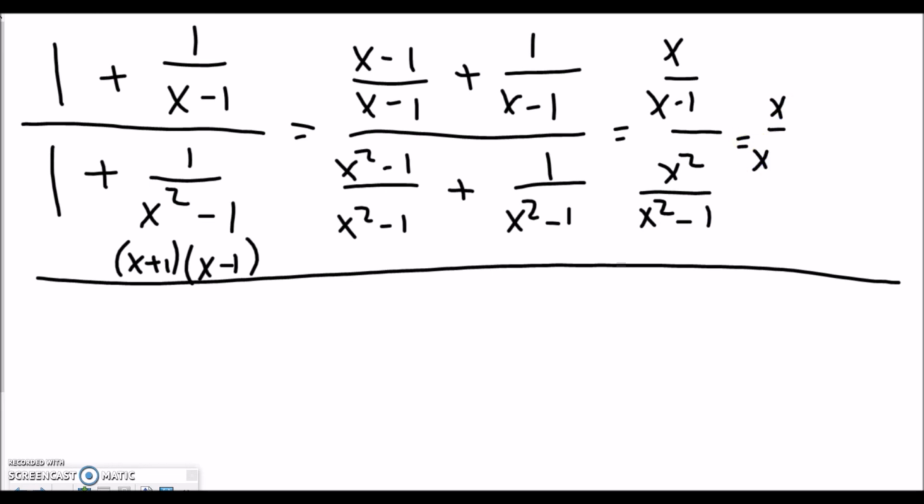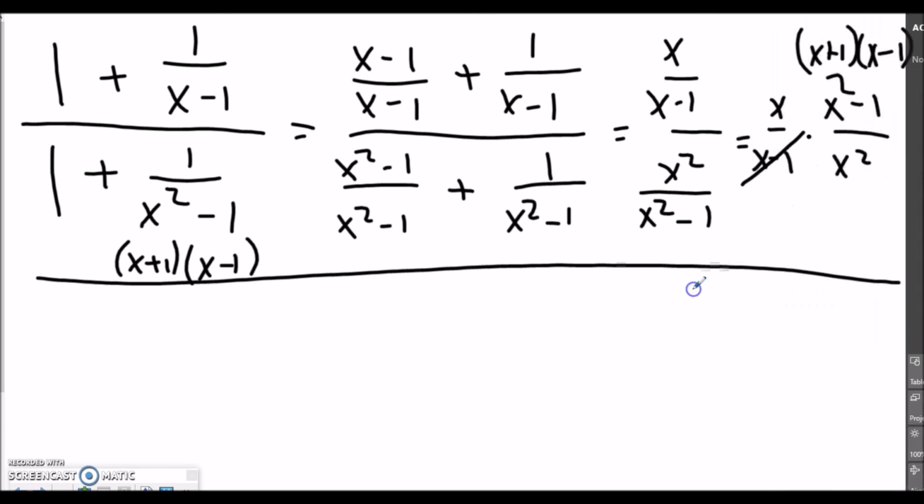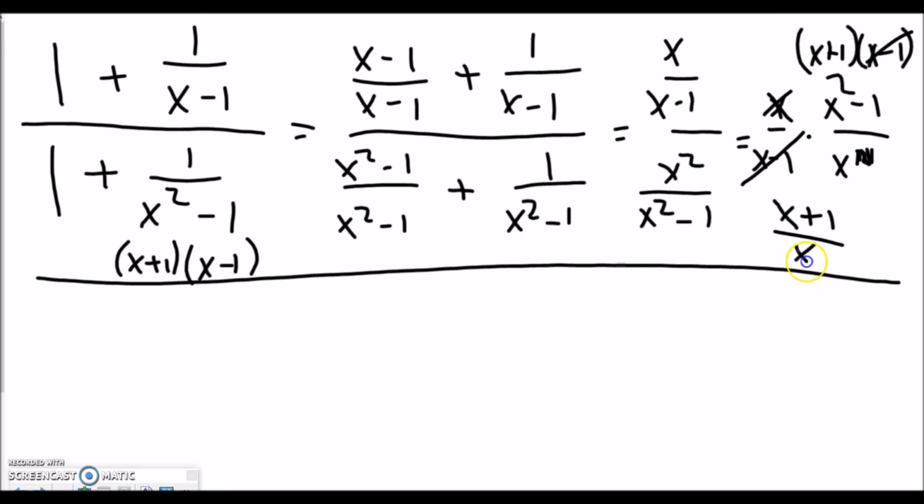Do a reciprocal and multiply, and I'm running out of room. And I'm going to rewrite, let's see, we have x squared minus 1 over x squared. And again, x squared minus 1 is x plus 1 times x minus 1. We see my x minus 1's cancel. We also see that this x reduces with the square of the x in the denominator. So I'm just left with x plus 1 over x.